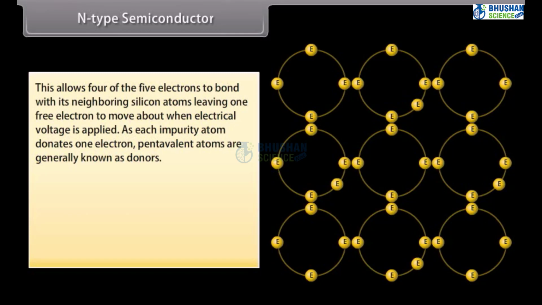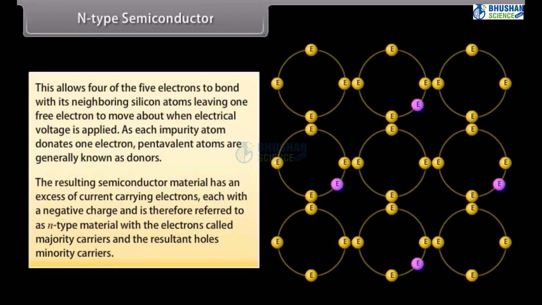As each impurity atom donates 1 electron, pentavalent atoms are generally known as donors. The resulting semiconductor material has an excess of current-carrying electrons, each with a negative charge, and is therefore referred to as N-type material, with the electrons called majority carriers and the resultant holes minority carriers.